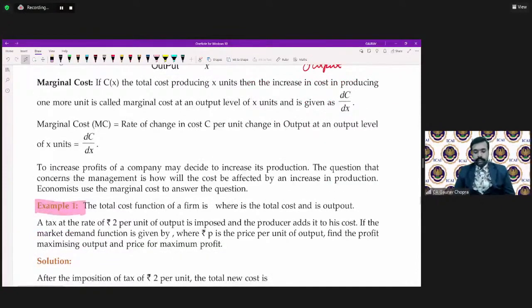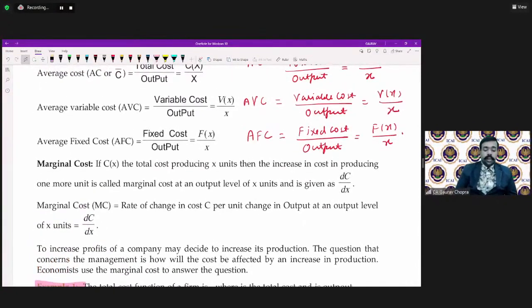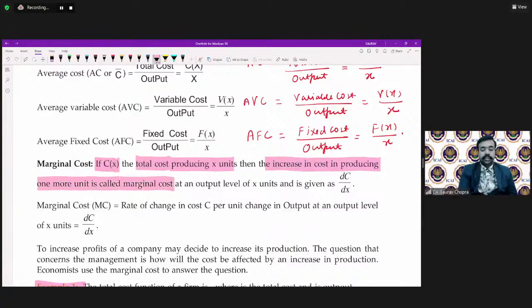So marginal cost. Now we are talking about the marginal cost. Marginal cost means if C(x) is the total cost of producing x units, then the increase in the total cost in producing one more unit is known as the marginal cost. Just as we took the example, the cost of producing one additional unit is known as the marginal cost. So it can be calculated by using the derivative, that is dC by dx. We have to differentiate cost with respect to x. What we will get? The marginal cost.